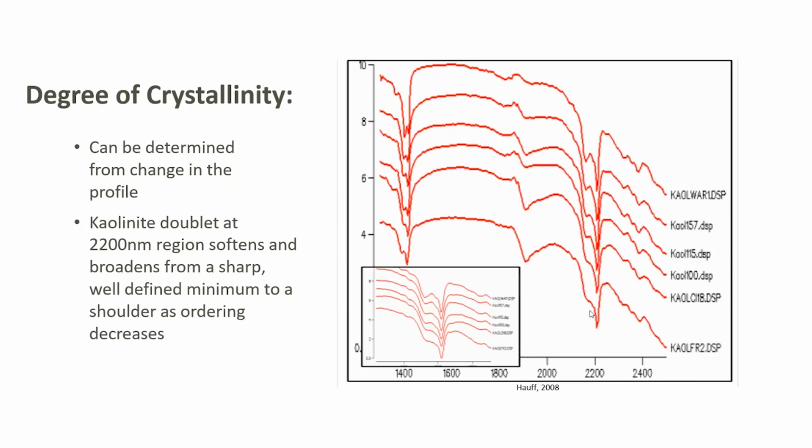This is actually a function of random and sporadic filling of the metal sites in the octahedral layer of the kaolinite mineral. So empty and random sites are going to be what decreases order, and therefore also decreases the sharpness of the profile as you go down.